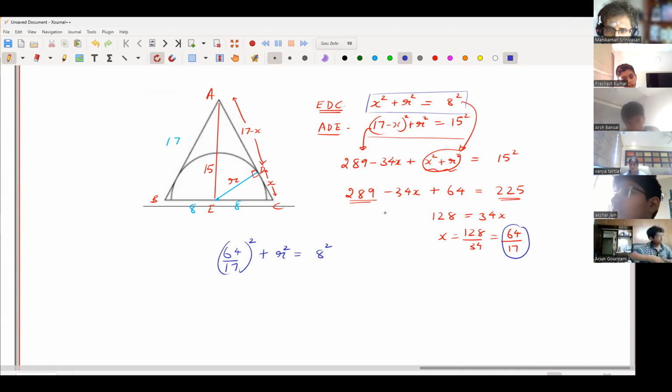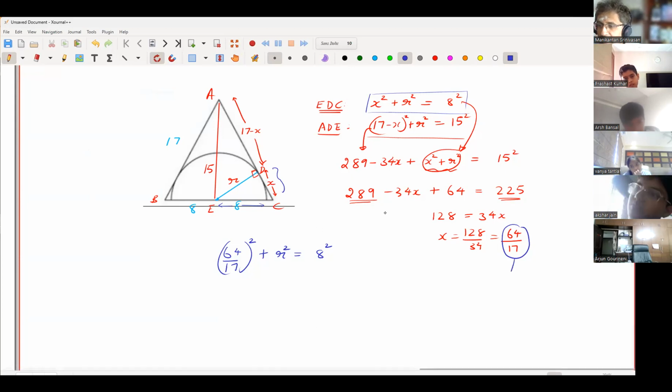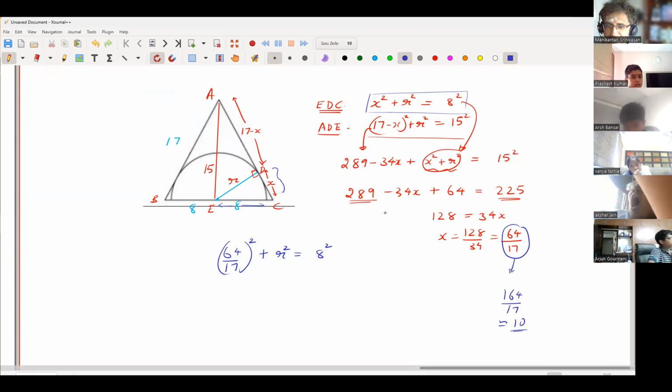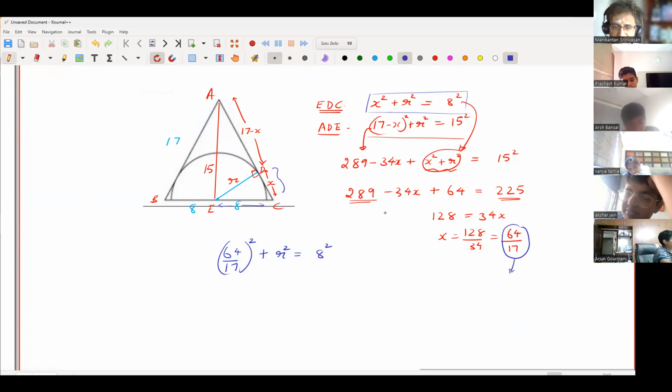So closer to 4. And does this diagram look something like that? Yes, it does look close to 4 because it's been drawn reasonably to scale. This looks like 8, half of 8 is approximately 4. So always do some basic checks. The reason I'm saying is, suppose some mistake happened here. Let's say you made some mistake and instead of 64 by 17, you wrote 164 by 17, which is approximately 10, right? That doesn't make sense at all. How can x be 10 when this lower portion itself is 8? So do some basic sense check like that based on the size.